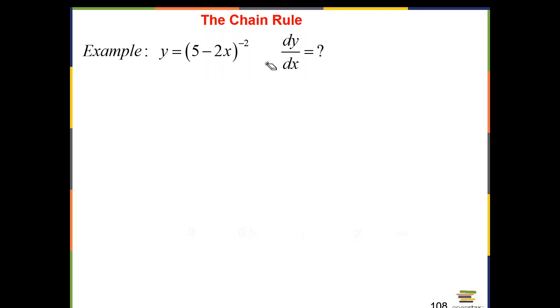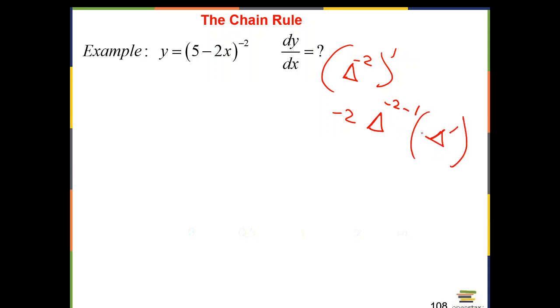Here's another one. Now again, what's the derivative of something to the negative 2? Well, it would be negative 2, right? Derivative of something to negative 2 is the power rule, negative 2, something to negative 2 minus 1, right? Times derivative of something, right? And that something, triangle here, is 5 minus 2x. So here you go.